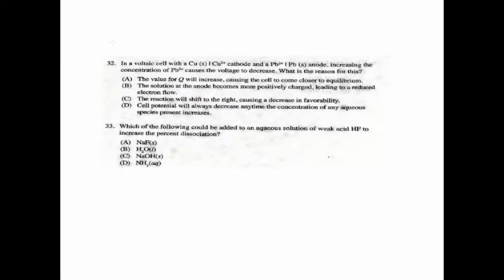In 32, it says in a voltaic cell with a copper cathode and a lead anode, meaning lead is being oxidized in this reaction, increasing the concentration of lead causes the voltage to decrease. So remember your reaction, I'm going to really quickly write it because I can figure that out: Cu2+ plus Pb produces Cu and Pb2+, because lead is being oxidized, copper is being reduced. So, if I increase the concentration of Pb2+, why would that cause the voltage to decrease?